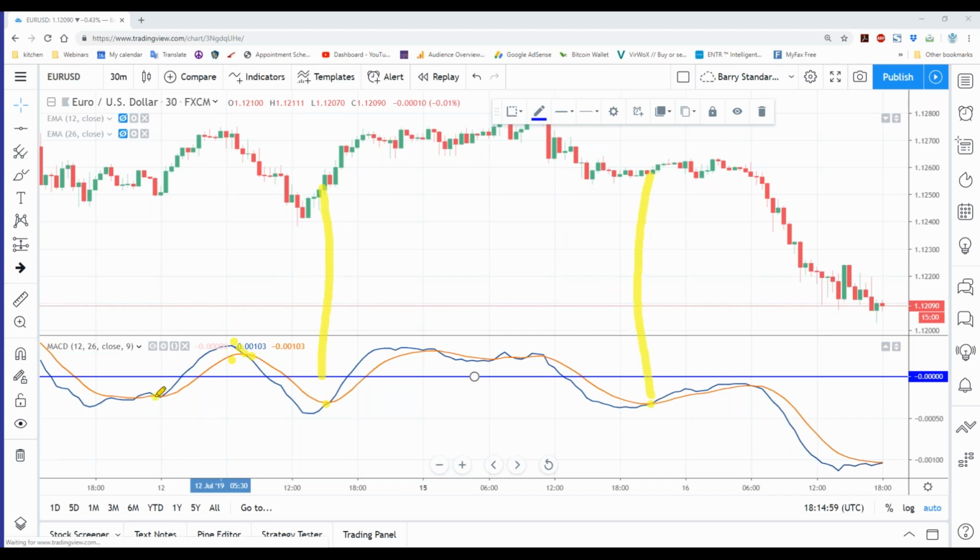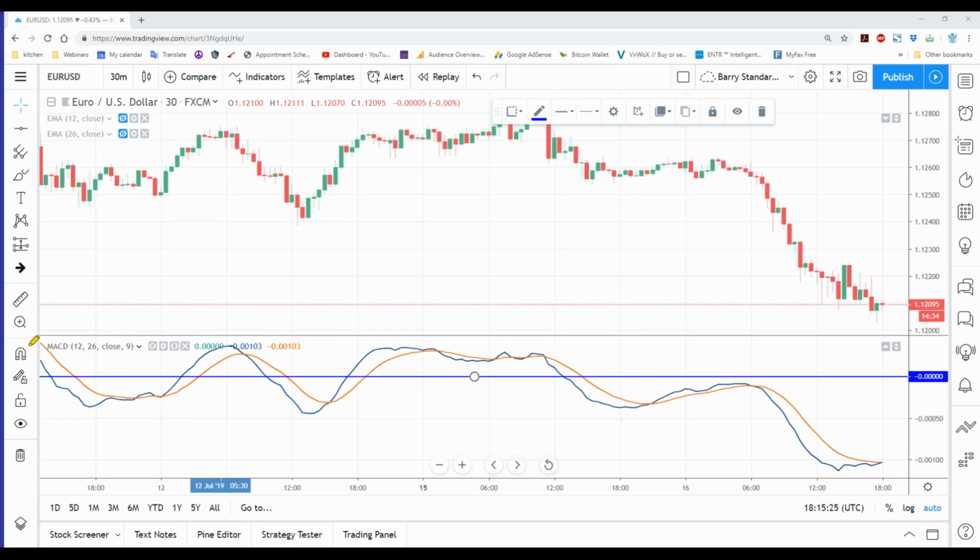So whenever we have a cross, and if the blue line, that's the MACD line, is crossing over and above the signal line, it's giving us a buy signal. If it crosses over and below, the opposite direction, it's giving us a sell signal. Now, this is the first step. It's only giving us transaction signals.